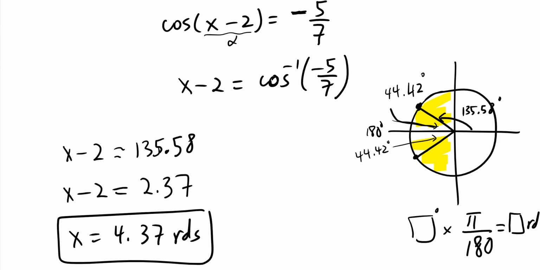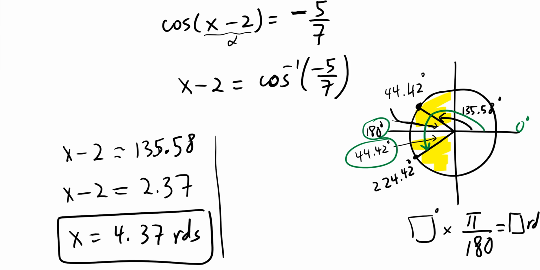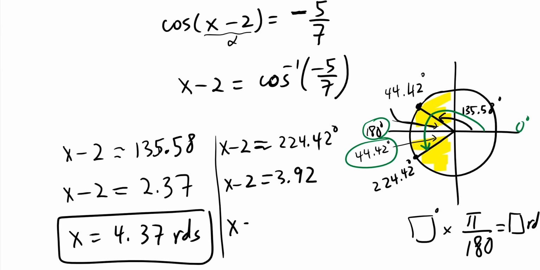Now if I want to find this angle from when it starts at 0 degrees all the way down here, it's going to be 180 plus this. So whatever I just got, add 180 to it. That gives me about 224.42 degrees. Right away, I multiply that by pi over 180. This gives me the x minus 2 for the second case: 224.42 degrees is 3.92 in radians. If you add 2 to both sides, you get 5.92 radians.